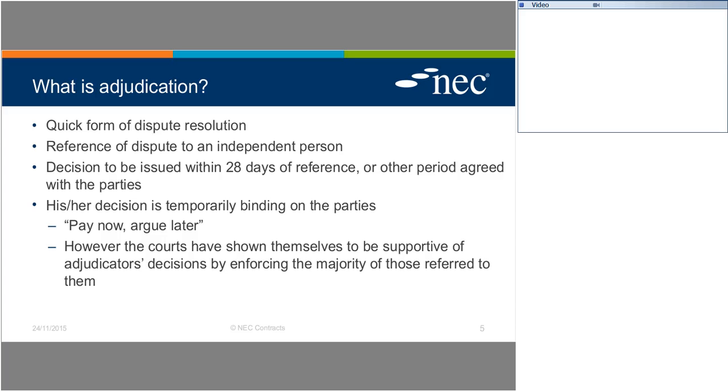The starting point for adjudication, both within NEC contracts and elsewhere, is that the adjudicator's decision should be issued within 28 days of the adjudicator having the dispute referred to him or her. The period can be extended, certainly within the UK jurisdictions and certainly within NEC contracts. It can be extended to 42 days by agreement between the adjudicator and the referring party. That's what we call the party bringing the dispute. And it can be extended to any other period by agreement by the adjudicator and both parties.